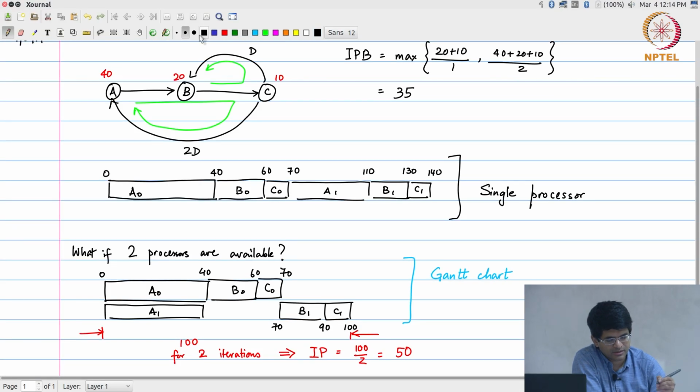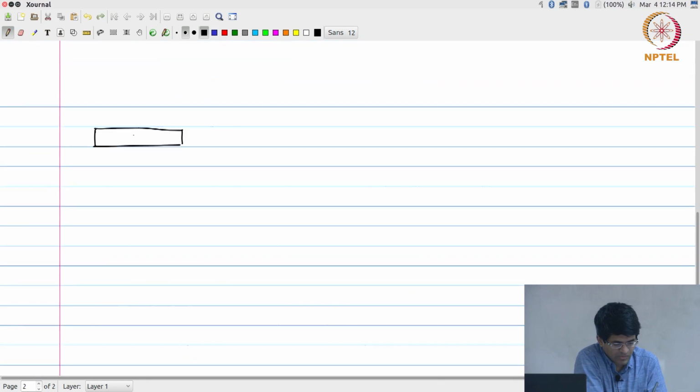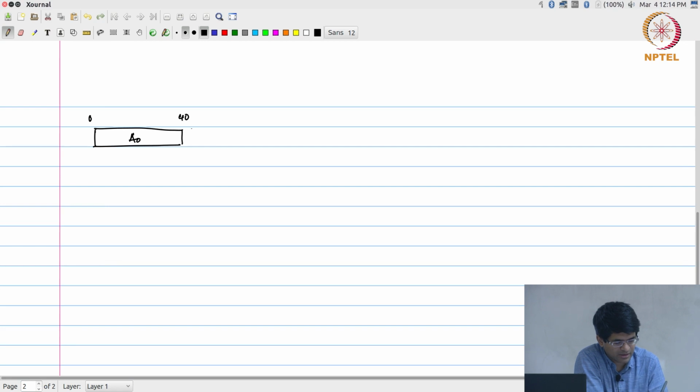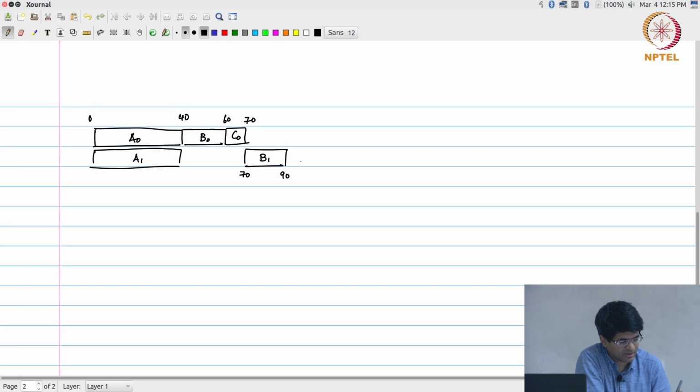So in order to understand that, let's take the same thing that we have drawn over here and go one step further. So I have A0 running from 0 to 40, then I have B0 and I have C0. A1 I said can run again from 0 up to 40, but B1 can only start at 70 and then C1, which goes on up to 100. So it looks as though in order to complete 2 iterations of this graph, I needed to basically take 100 time units. The next question is, what about the third iteration?